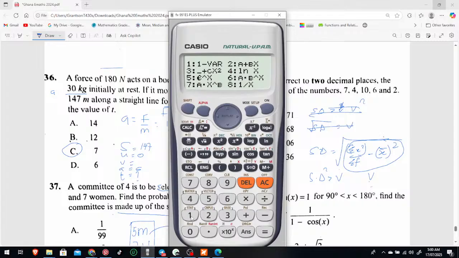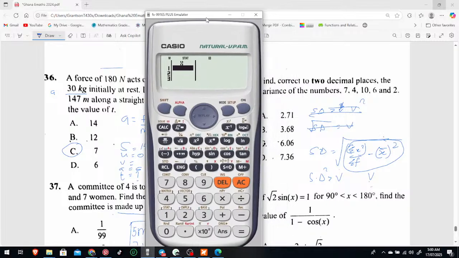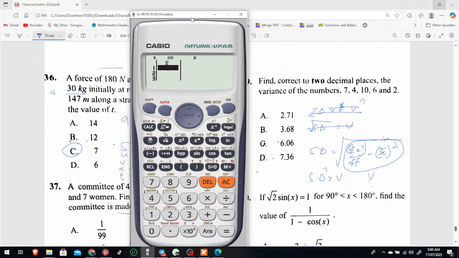Select 1 for one variable. Then input the numbers 7, 4, 10, 6, and 2. Please, have you done that? Yes. Now press AC to clear your screen. Don't press on, press AC.